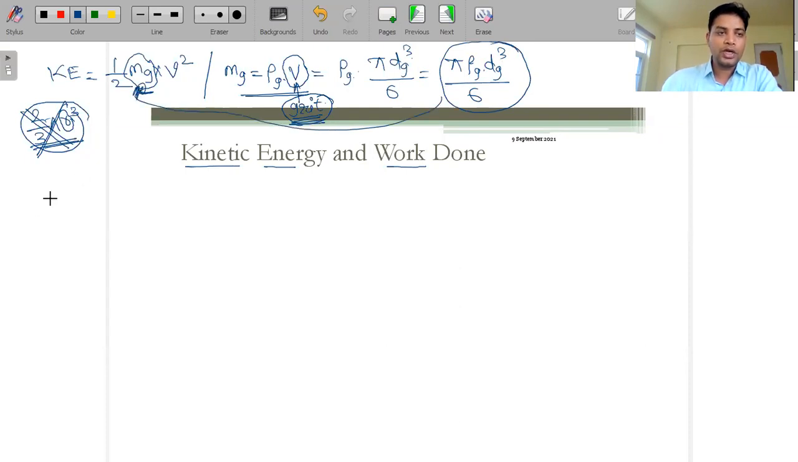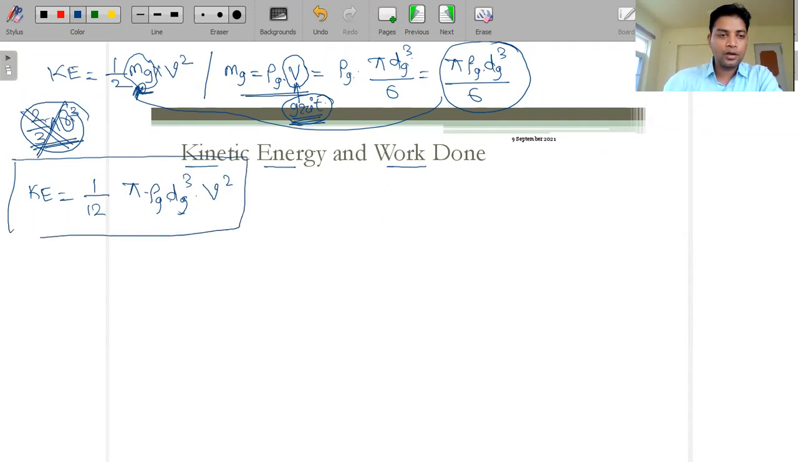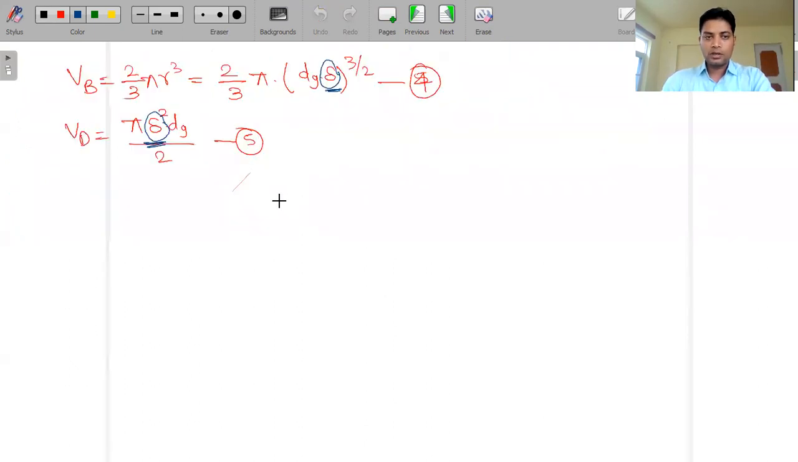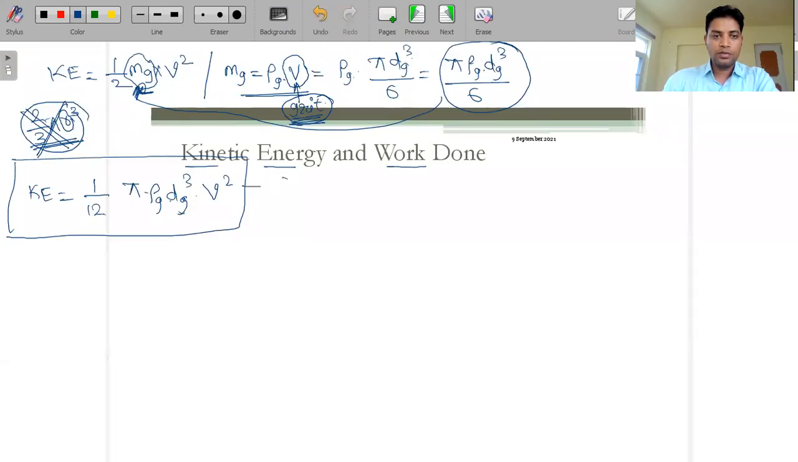So this kinetic energy will be equals to half, that is 1 by 2 and 6, that will become 1 by 12 pi into rho g into dg cube into small v square. Guys, please consider this is small v, that is the velocity, not the volume. Please do not confuse. So this is the kinetic energy. This equation will become number 6.